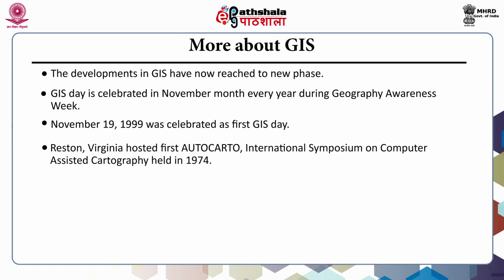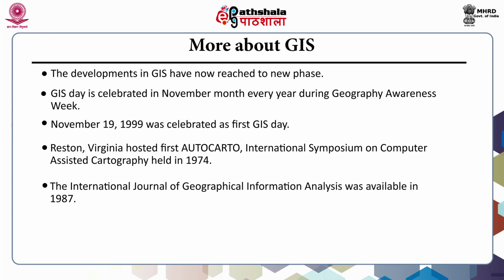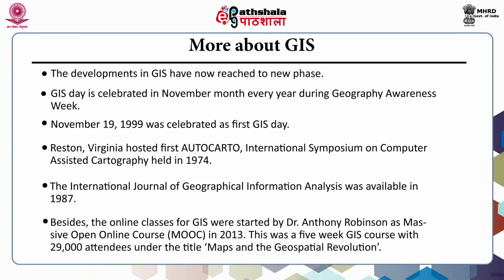Reston, Virginia hosted the first AutoCarto International Symposium on Computer Assisted Cartography that was held in 1974. The International Journal of Geographical Information Analysis was available in 1987. Besides, the online classes for GIS were started by Dr. Anthony Robinson as a massive open online course, MOOC, in 2013. This was a 5-week GIS course with 29,000 attendees under the title Maps and the Geospatial Revolution.